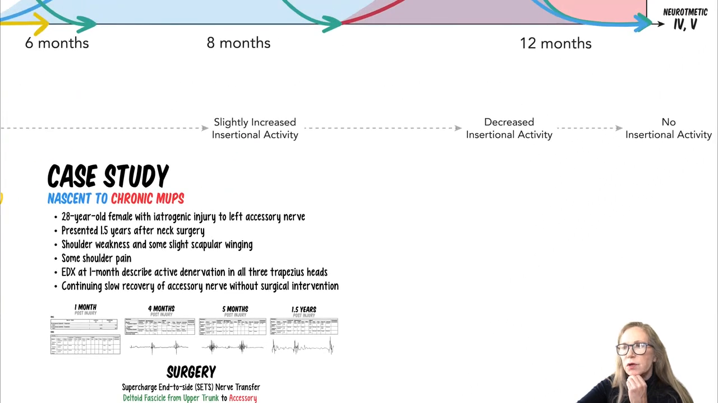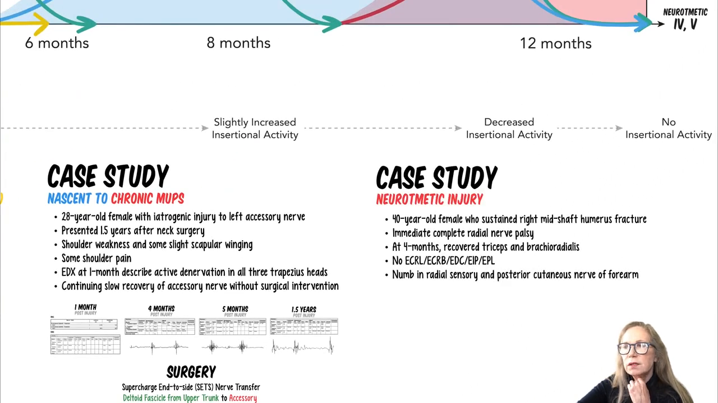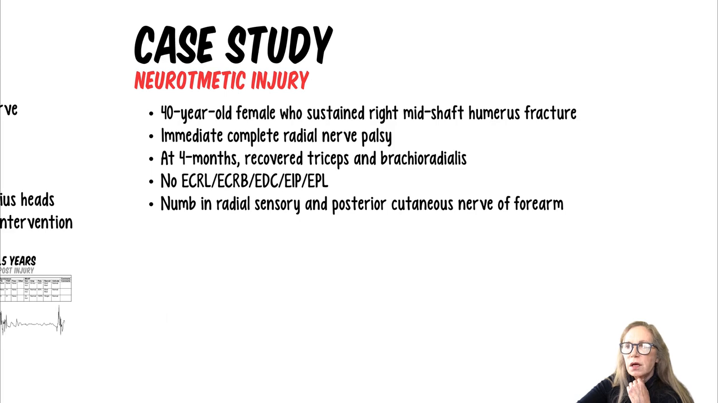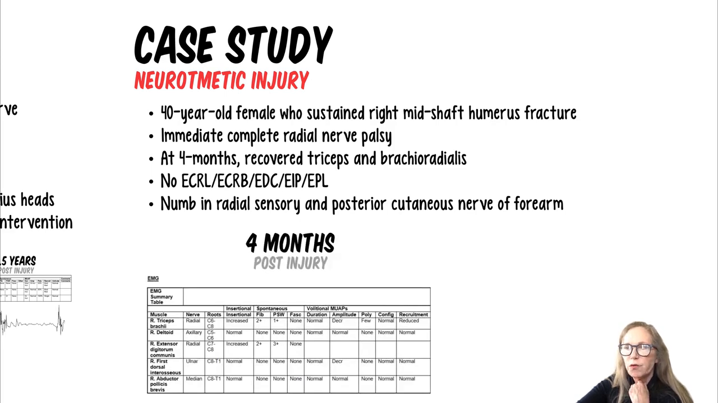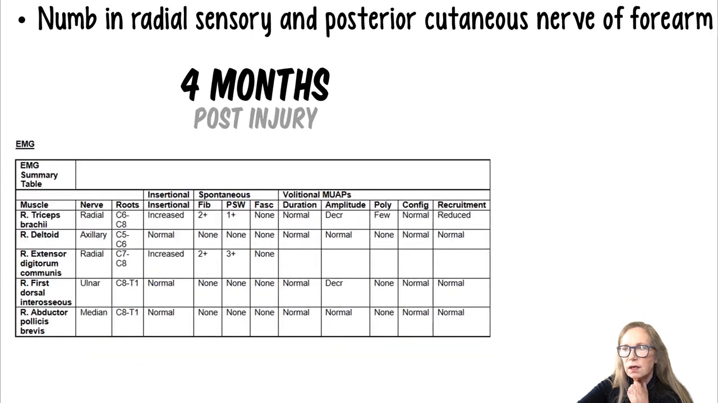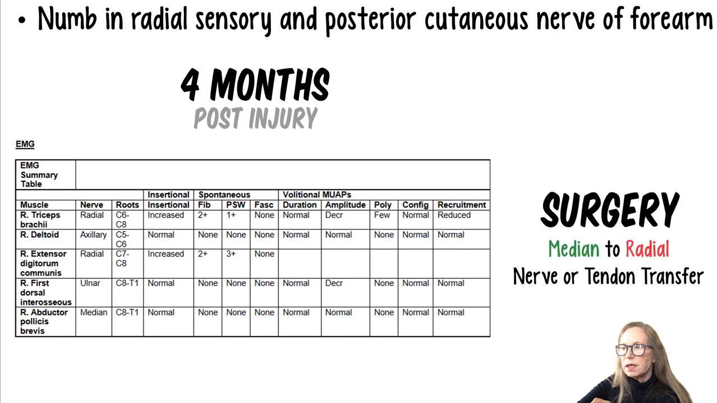So finally, and we're just about done, this humeral fracture, this is a neurotmetic injury. So we're expecting 4 months, and there's no units in the EDC. And so this would be a patient who I would predict would be going towards a neurotmetic injury, and where I would be talking to them about a median nerve to radial nerve transfer or tendon transfer, depending on the patient's thoughts on that.